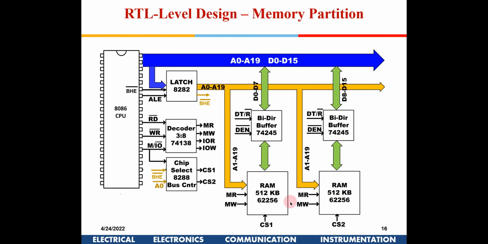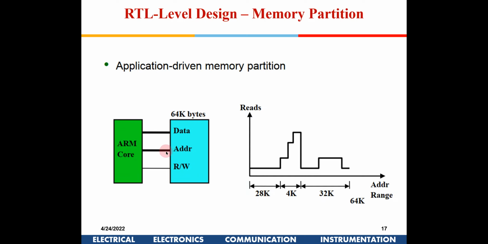If you have a huge memory, you should try and have some kind of chip select logic function, where based on whatever address you have placed, only that particular chip, that particular bank of memory, is selected. So that is done here. Here is another memory partition technique.